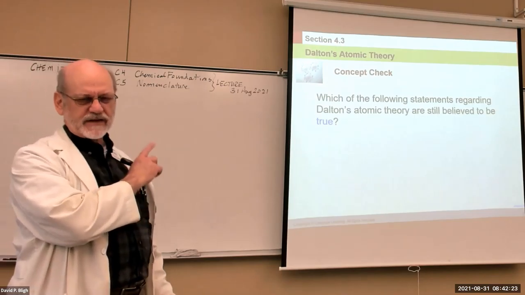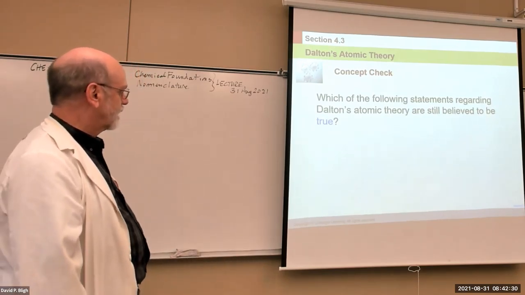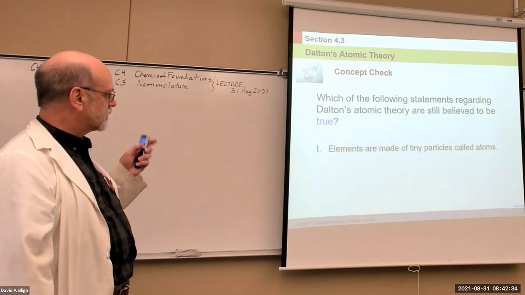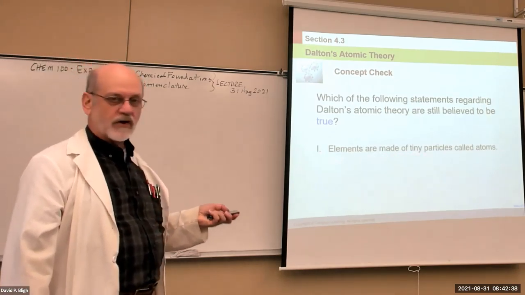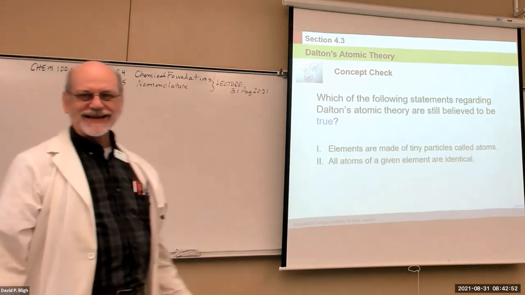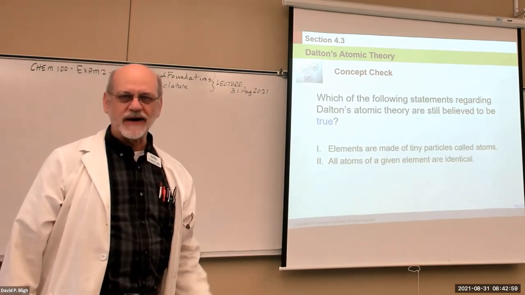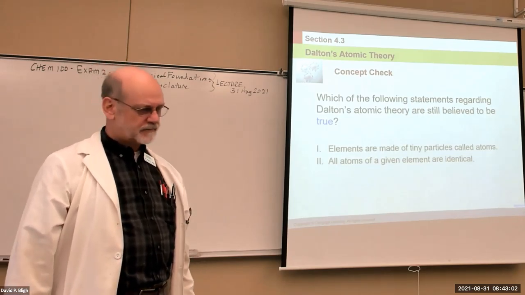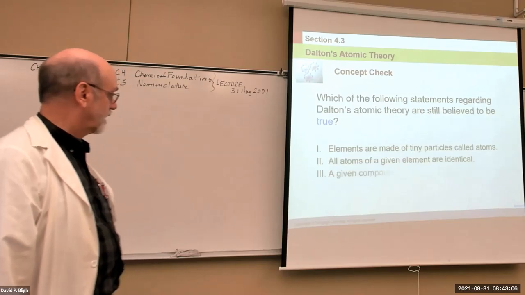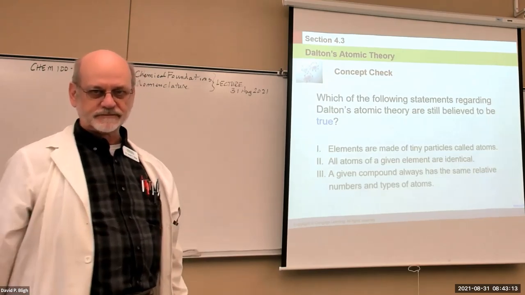Now, this slide actually, I think, is out of order. It's something that should come a little later, but it's here, so we'll talk about it. So which one of these are still true? Elements are made of tiny particles called atoms. Yep, that's still true. All atoms of a given element are identical. That's not true anymore, simply because we know about isotopes now. And we'll have to describe isotopes in a few minutes, I hope. A given compound always has the same relative numbers and types of atoms. That is true. That has not changed.